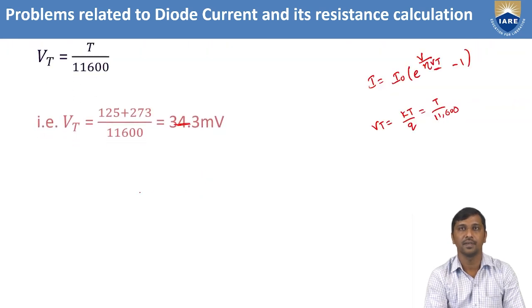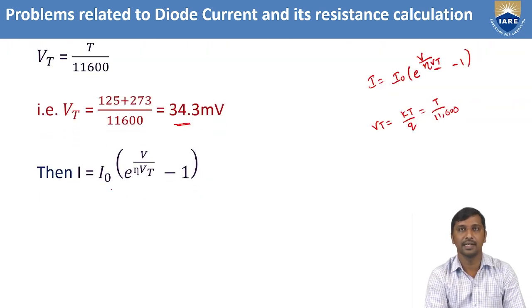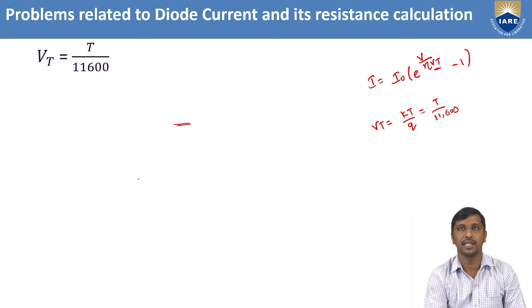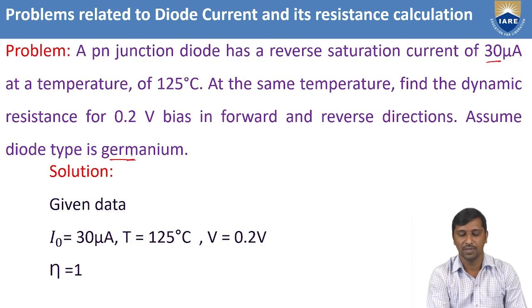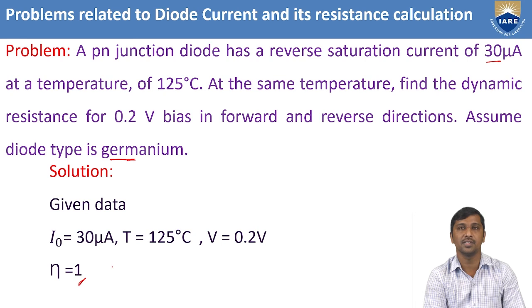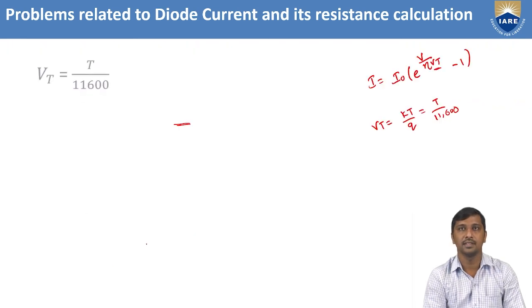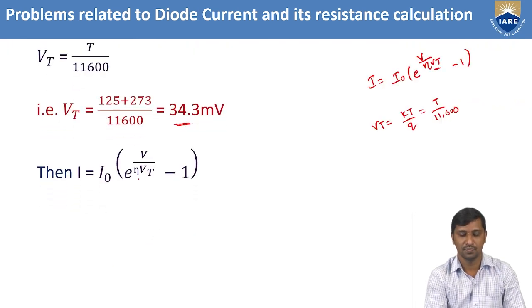So here I naught is 30 microamperes, V is 0.2 volts, and for eta, what is the type of the diode here? The type of the diode they mentioned is germanium, which means we need to consider the eta value as 1. So V is 0.2, eta is 1, and Vt we already observed as 34.3 millivolts. Now we are going to substitute all these parameters to determine the diode current.